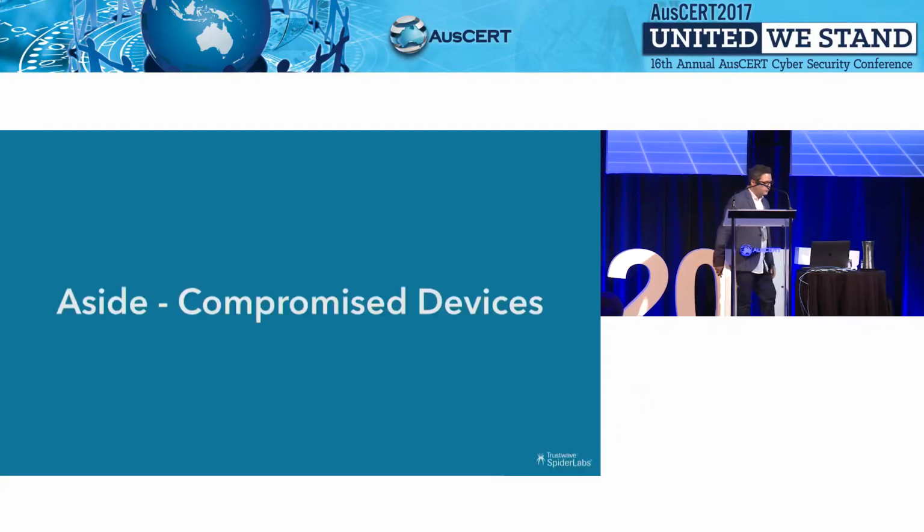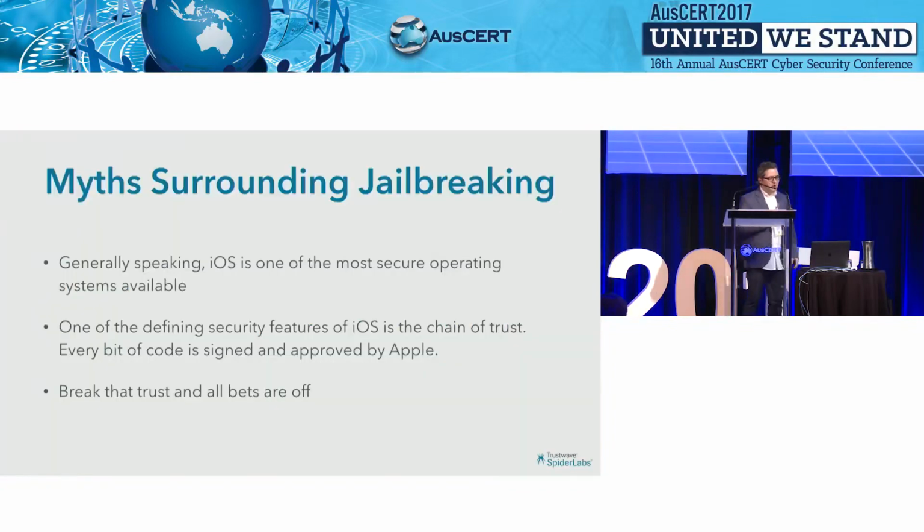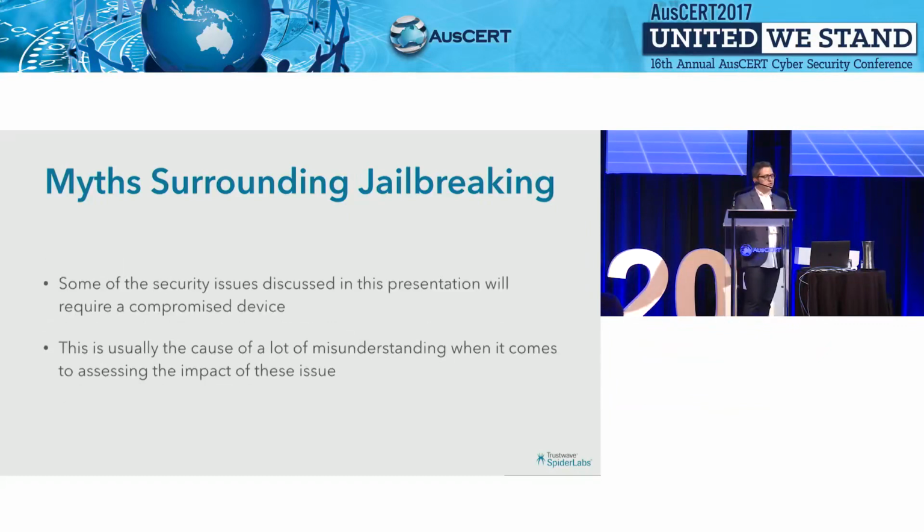So, just a quick aside before I go into the detail, I want to talk about compromised devices, right? Generally speaking, iOS is one of the most secure operating systems available. One of the defining security features of iOS is the chain of trust. Every bit of code, from the bootloader right up to third-party applications, is all signed and approved by Apple. But as soon as you break that trust, all bets are off, and you can defeat all the security controls that are baked in. So some of the security issues discussed will require a compromised device in terms of exploitation.